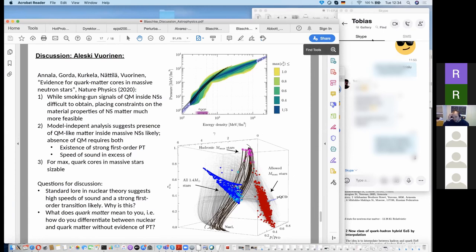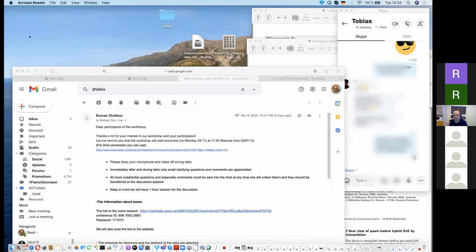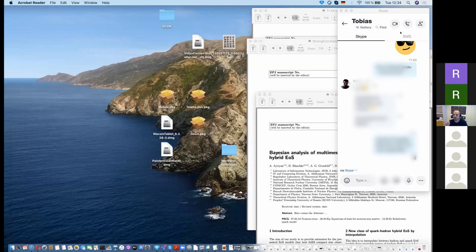Now, where we are today is that what we showed in this paper is that the fact that inside the centers of maximally massive neutron stars, matter behaves like quark matter, more or less, that is guaranteed unless simultaneously the speed of sound in nuclear matter reaches very high values and the phase transition between nuclear matter and quark matter is strongly first order. And if these two conditions are not fulfilled, then we automatically obtain qualities for the material properties of neutron star matter inside maximally massive stars that are quite close to quark matter.